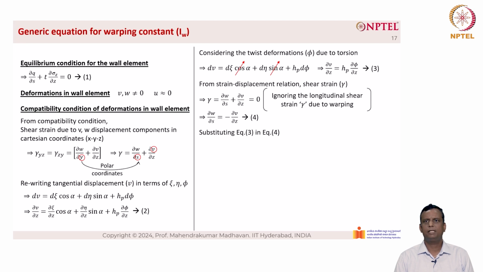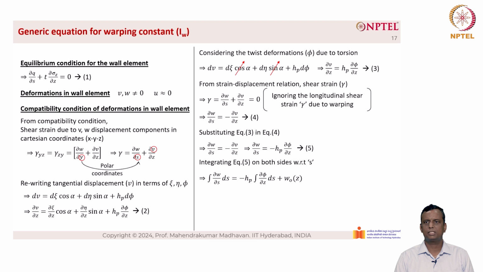Now substituting 3 in equation 4, we have dou w by dou s equal to minus dou v by dou z, which implies dou w by dou s equal to minus hp into dou phi by dou z, which becomes equation 5. Integrating equation 5 on both sides with respect to s, we have integral of dou w by dou s into ds is equal to minus hp into integral of dou phi by dou z into ds plus w naught of z. Here w naught of z is basically a constant since it is integrated on both sides with respect to s. So w is equal to minus phi dash into integral of hp into ds plus w naught of z, which is equation 6.